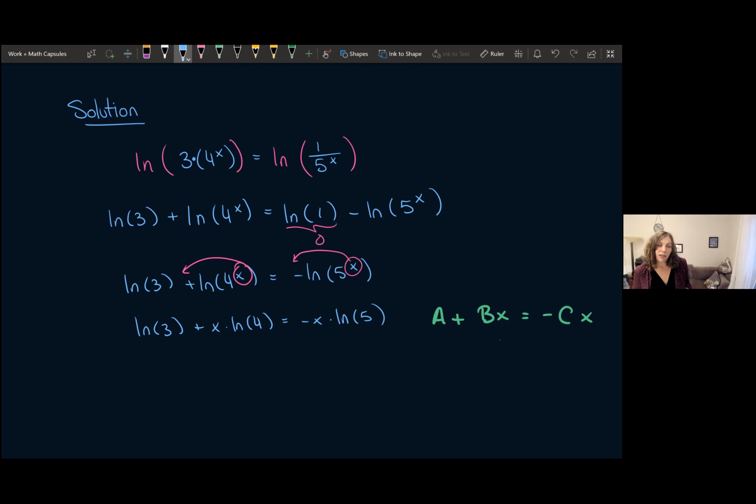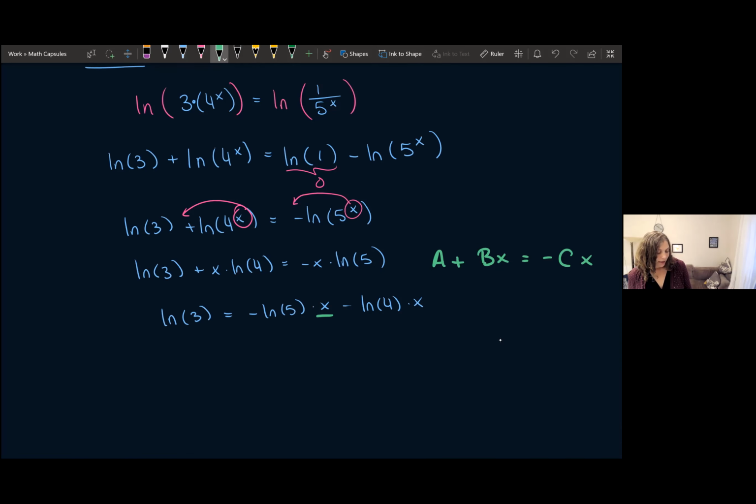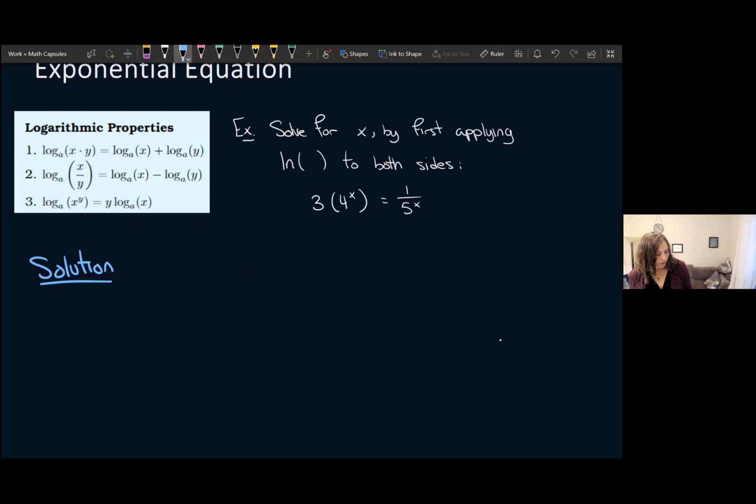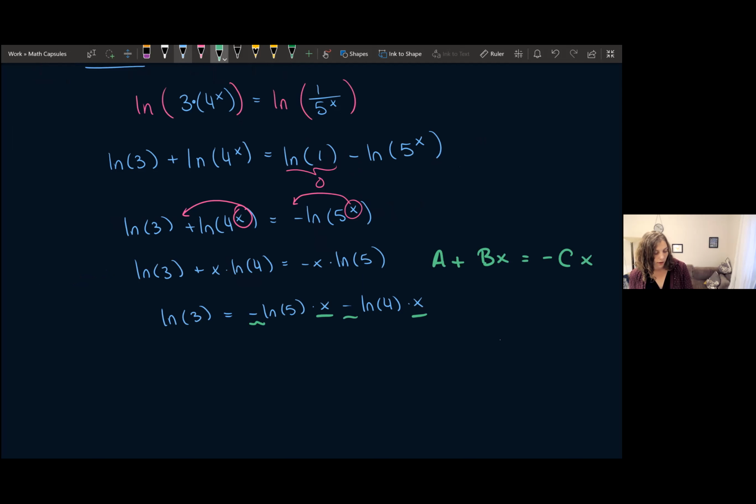So what would I do to solve a question like this in general? If it was 3 plus 4x equals negative 5x, I would put all the stuff with x to one side. So that's what I'll do. I can write ln of 3 is equal to negative ln of 5 times x minus ln of 4 times x. I just moved the x's to the back of their terms so that it's a bit more clear, at least for me. The advantage of doing that is on the right-hand side, I have a common factor of x, which I can take out. I actually have a common factor of negative x. So it's going to be a bit nicer if I take all of that outside as my common factor.